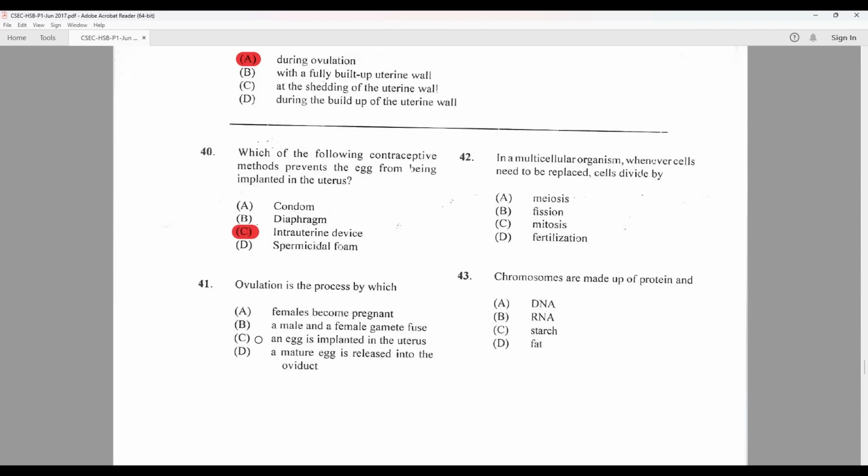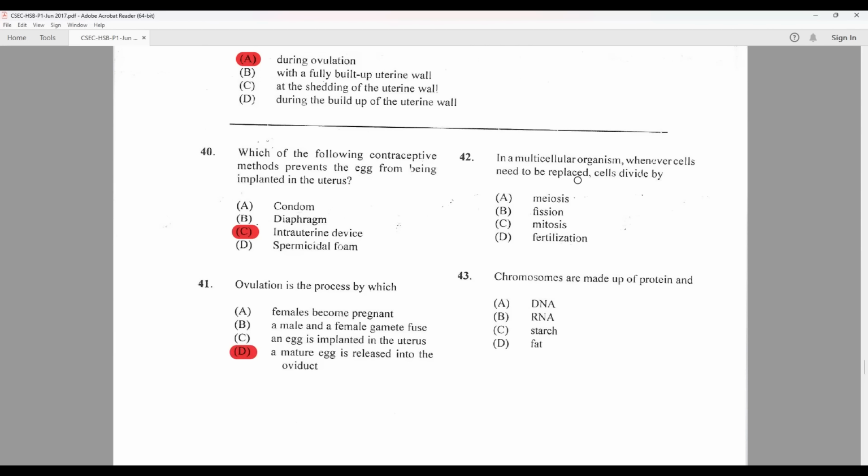Item 41. Ovulation is the process by which a female becomes pregnant. Nope. A male and female gamete fusing is called fertilization, so that's wrong. An egg is implanted into the uterus, that's implantation, so no. A mature egg is released into the oviduct or the fallopian tubes. Oviduct and fallopian tubes are both the same thing, just different names. So D is the answer.